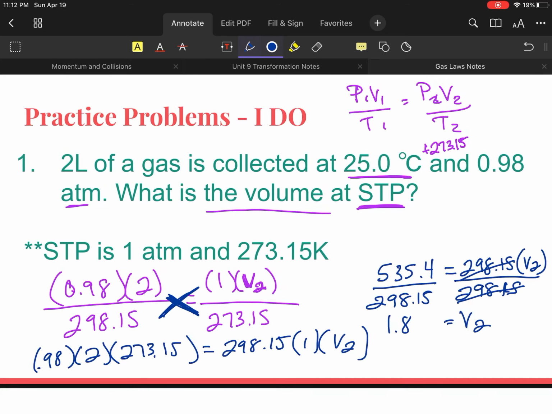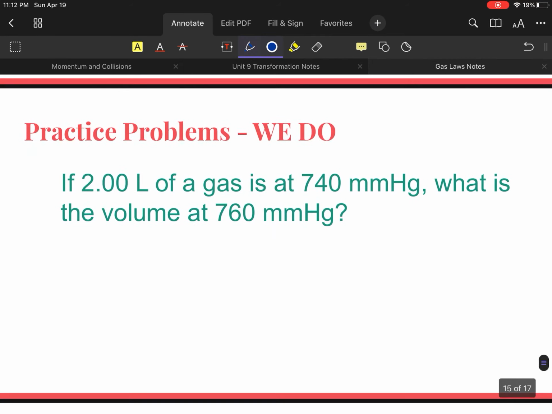So you get about 1.8. Okay, and this is volume, so our units are going to be liters. So this is my final answer for that problem.